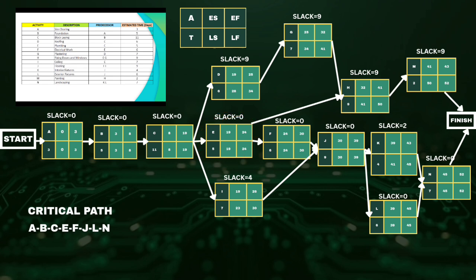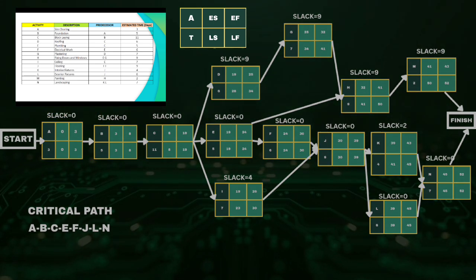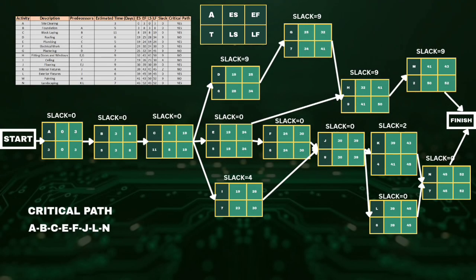The lowest value among activity D, E, and I is 19. So this will be the latest finish for activity C. So 19 minus 11 is 8. For activity B, 8 minus 5 is 3. And lastly, the latest finish for activity A is 3. So 3 minus 3 is 0. The backward pass is completed.